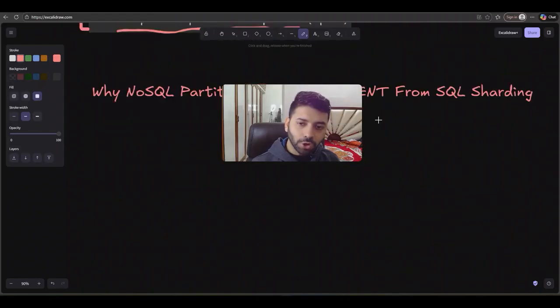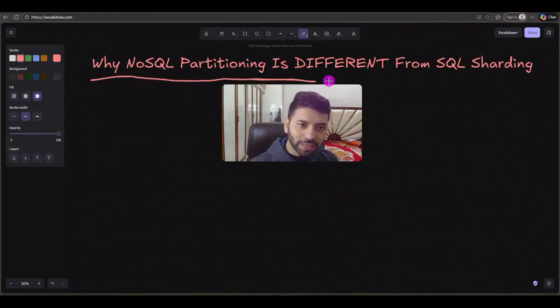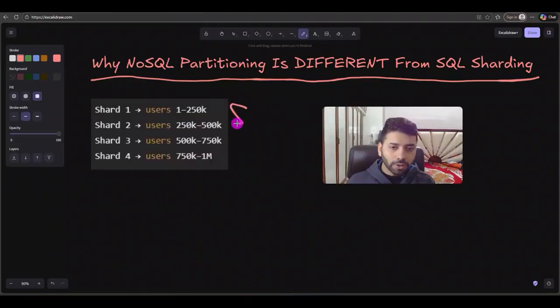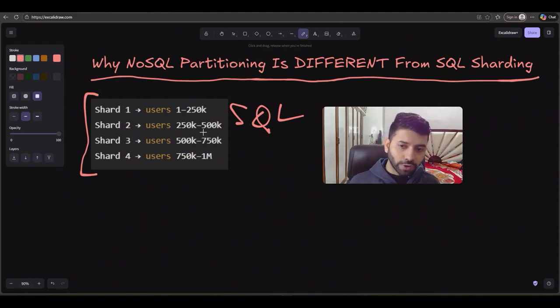Now I know because we have mentioned the node is a different machine, one question that may come into your mind is, why is NoSQL partitioning different from SQL sharding? Because in sharding also we have different shards or machines on which this data is present. So how is this NoSQL partitioning different from SQL sharding? So say if we talk about the SQL case and we have 1 million users, correct? So this can be the distribution, users from 1 to 250k would be present in shard 1, and then 250k to 500k in shard 2, 500k to 750k on shard 3, and 750k to 1 million on shard 4. Now each of the shards represents a different machine, correct? So this data would be present on different machines.